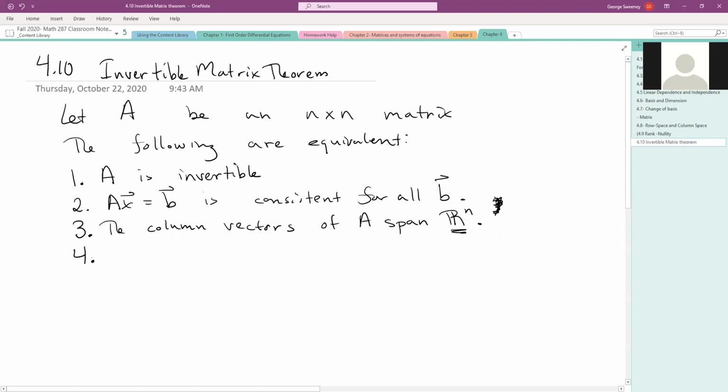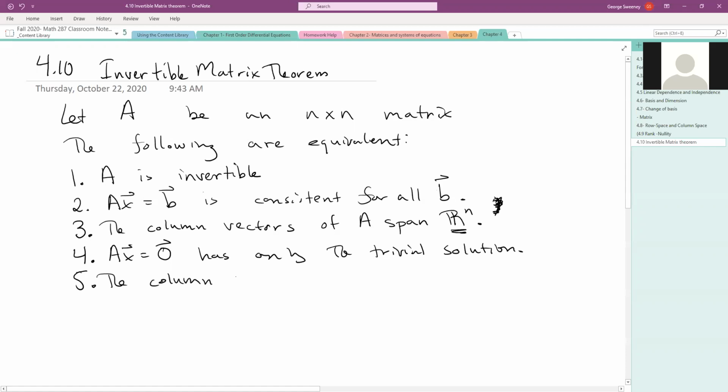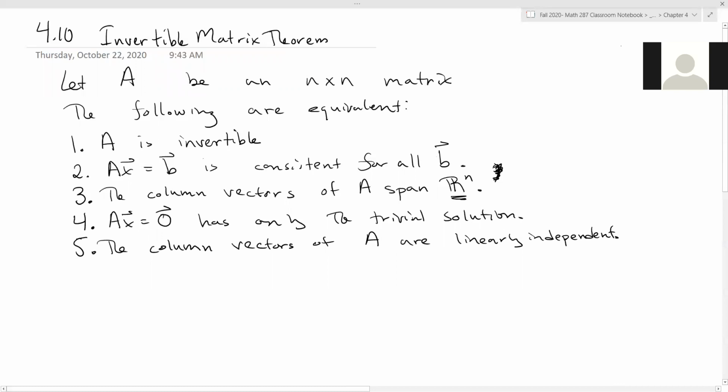In addition to that, we also noted that AX equals 0 has only the trivial solution. We knew that from before. That's also from our invertible matrix theorem. Now, in vector terms, we have an equivalent statement: the column vectors of A are linearly independent.